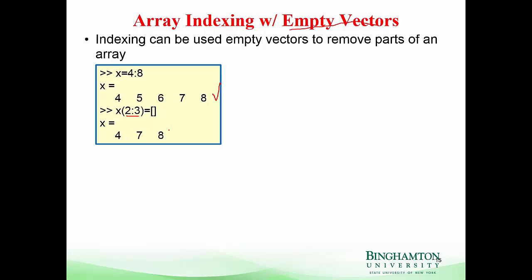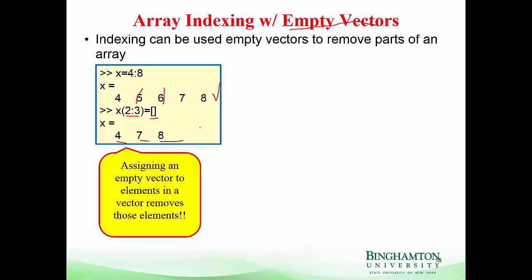And if I do an insertion indexing 2 to 3, and then I assign that the empty vector, it just gets rid of them. So the 5 and the 6, which are the 2, 3 elements, are gone, and I'm left with the 4, the 7, and the 8. So that's pretty cool. So that's how it works for empty vector indexing of a vector.